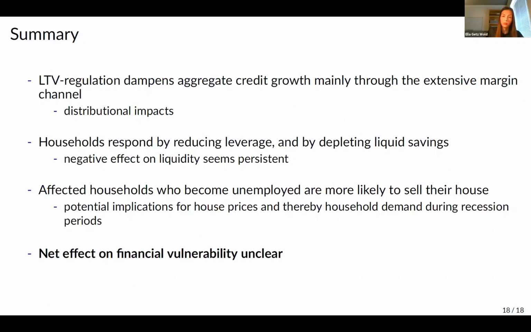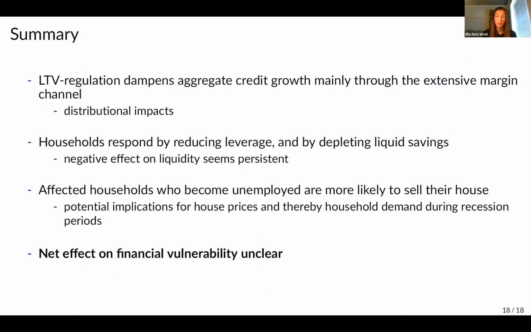We also see that households respond by reducing leverage, which is not surprising, but also that, relatively speaking, they to a larger extent deplete liquid savings, and that this negative effect on liquidity seems to be quite persistent. Finally, it seems like affected households who become unemployed are somewhat more likely to sell their house upon unemployment. And this could have some potential implications for house price movements, and thereby for household demand as well during recession periods. So if many people lose their job at the same time, and they have this increased propensity to want to liquidate their house.